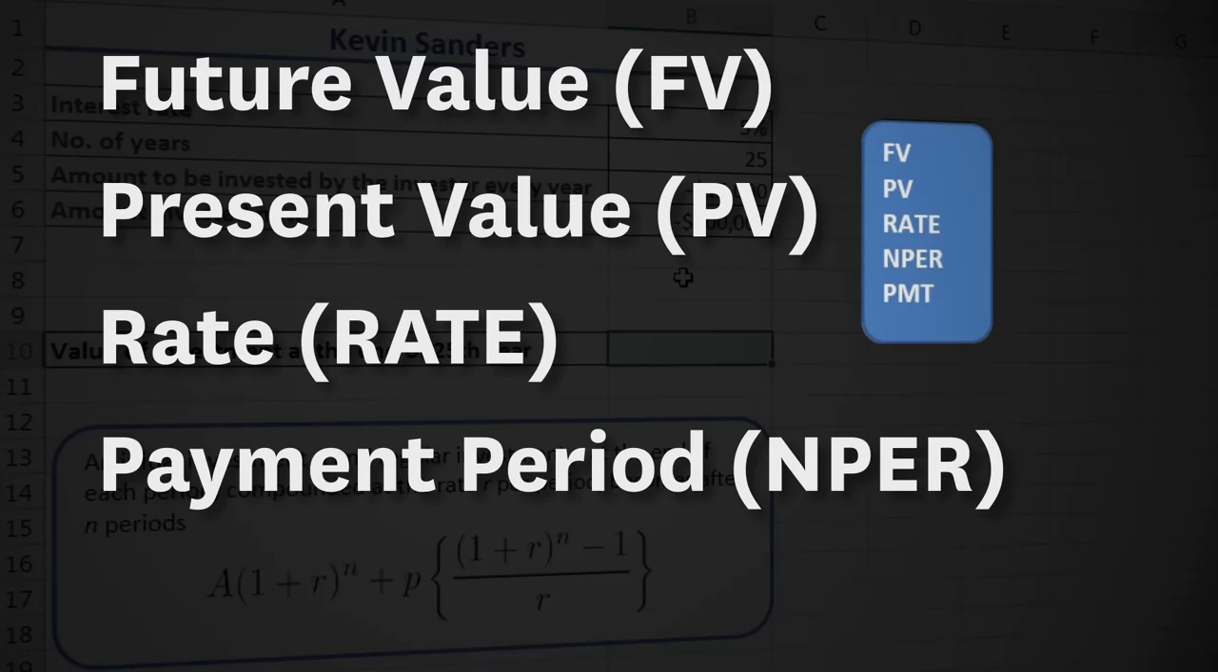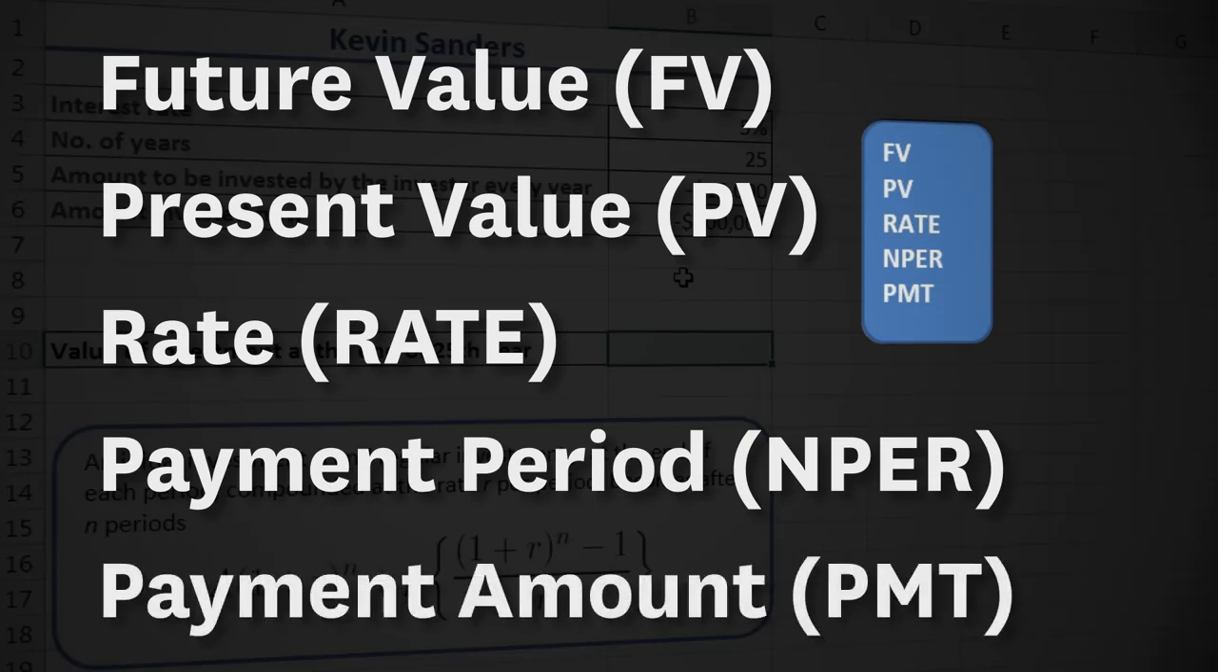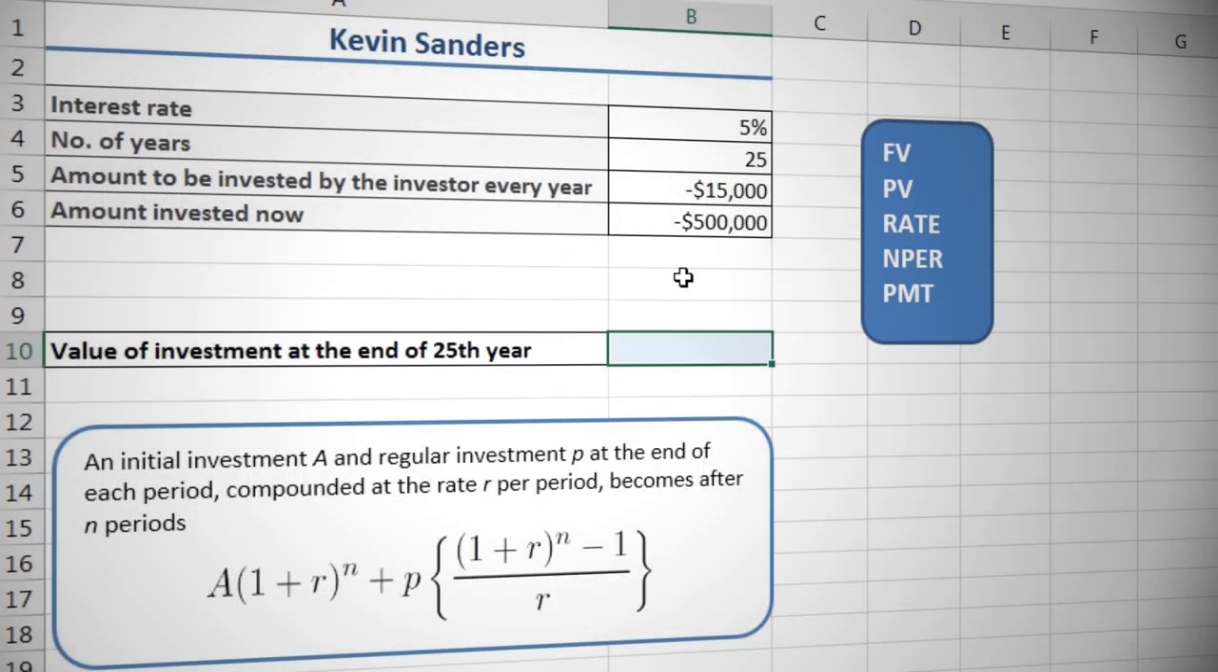And finally, PMT refers to the payment amount. That refers to a regular payment we'll be making monthly or annually, and again Excel assumes that that payment amount will remain constant. One other thing to bear in mind, and that is the signing convention that Excel uses.